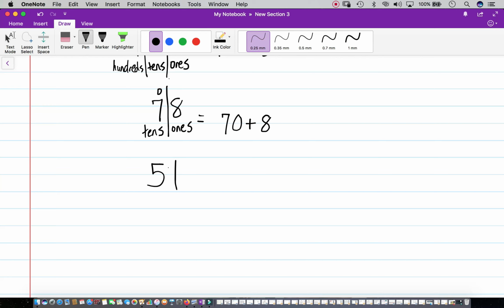51. Good job. All right. So it has 2 digits. So my 1 would be in my ones place. So we're just gonna write an O for ones. And my 5 is in my tens. Good. We can write T for tens.